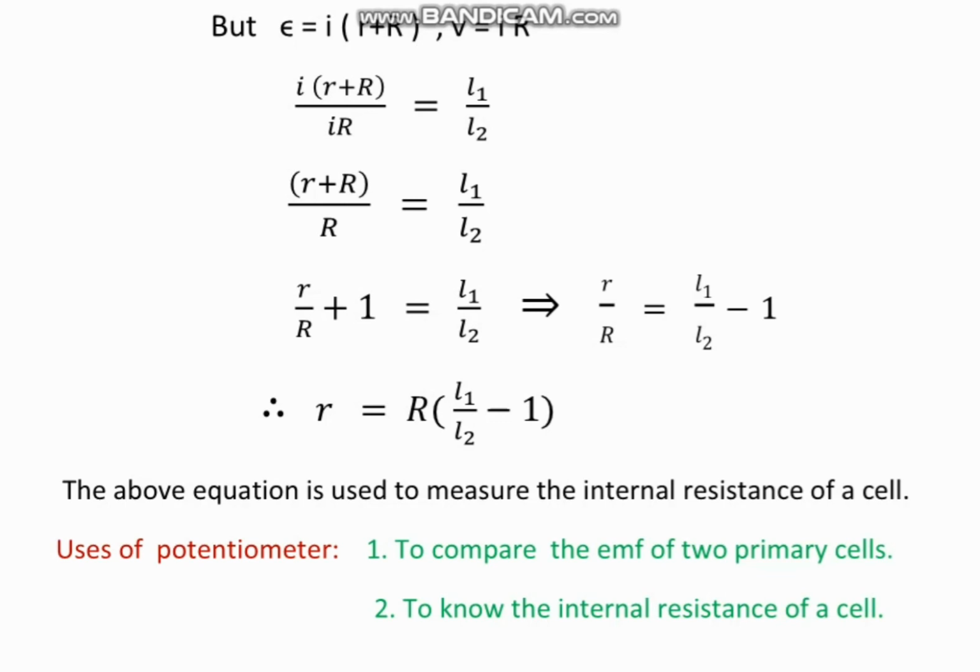So what are the uses of the potentiometer? First, to compare the electromotive force of two primary cells, and second, to determine the internal resistance of a given primary cell. So these are the main important uses of the potentiometer.